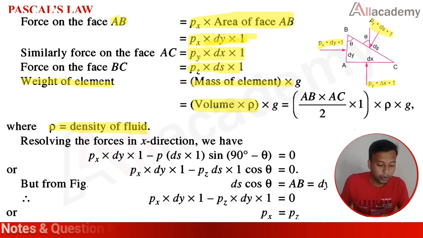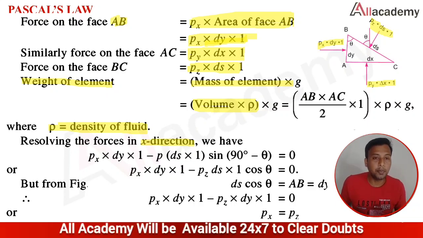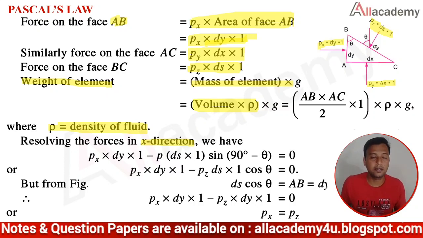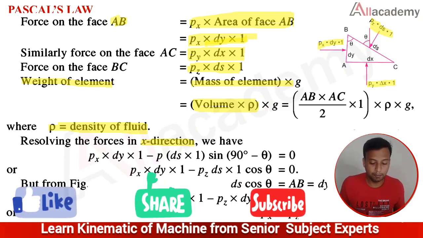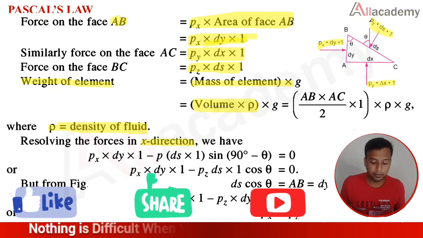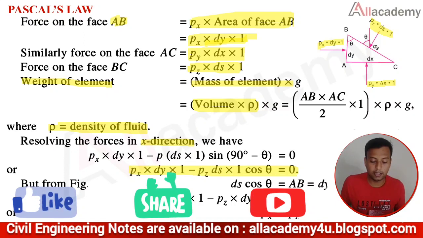Now resolving all these forces in the x direction, we get the equation Px dy into 1 minus Pz ds into 1 into sin(90 minus theta) equals 0. I have to resolve all the forces in the x direction, so that will be equal to 0. If I simplify this, I will get Px dy minus Pz ds into cos theta.